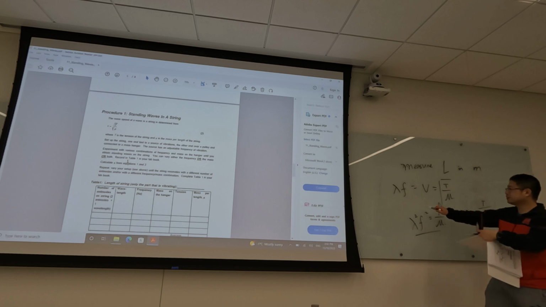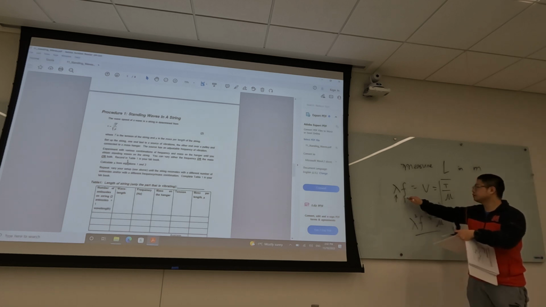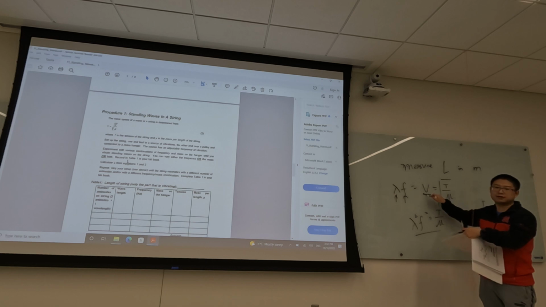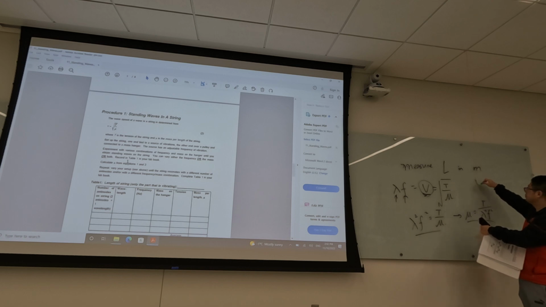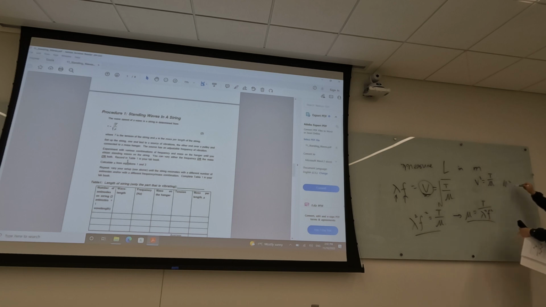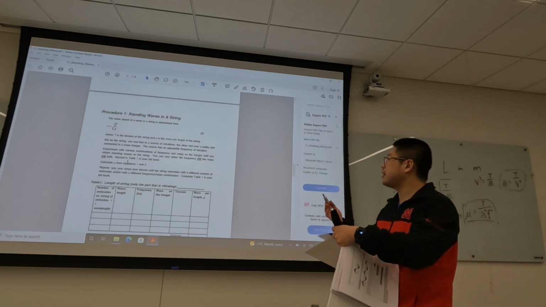Also, you know the lambda, you know the f, so you can calculate v. Once you obtain the value of v, you can calculate mu. Because v squared equals T over mu, mu also equals T over v squared. These two equations are the same because lambda times f equals v, so lambda squared times f squared equals v squared. You can use either equation, both work. So this is how you find mu.